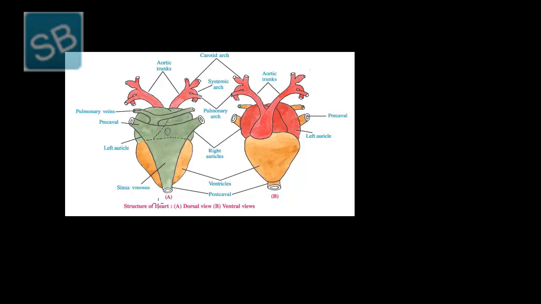This figure describes the structure of heart. Now the right auricle, as it can be seen from the dorsal point of view, collects deoxygenated blood from the body parts via an aperture known as sinus venosus. Then left auricle collects the oxygenated blood from the lungs. Both the auricles containing oxygenated and deoxygenated blood transfer blood into the ventricle. The ventricle forces the blood into arterial system.